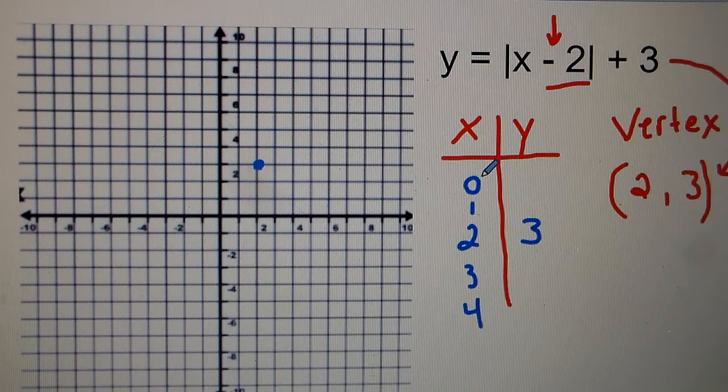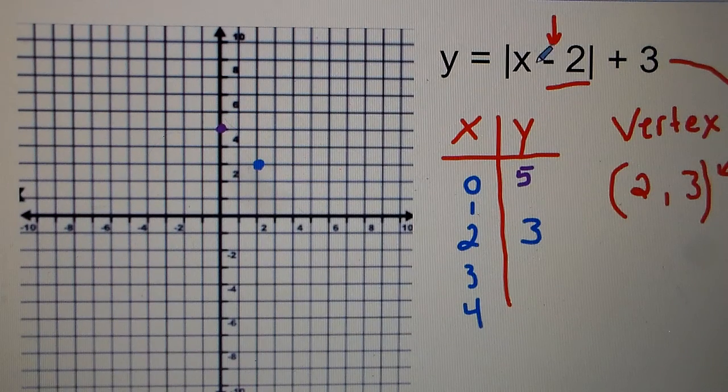Next thing I'm going to do, I'm going to put 0 in for x. 0 minus 2 gets us negative 2. The absolute value of negative 2 is positive 2. Positive 2 plus 3 gets us 5. So we have the coordinate 0, 5. So we plot the coordinate 0, 5.